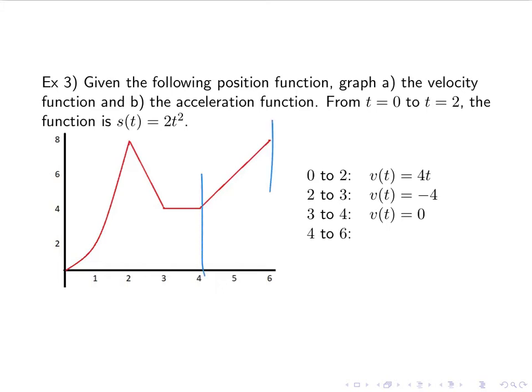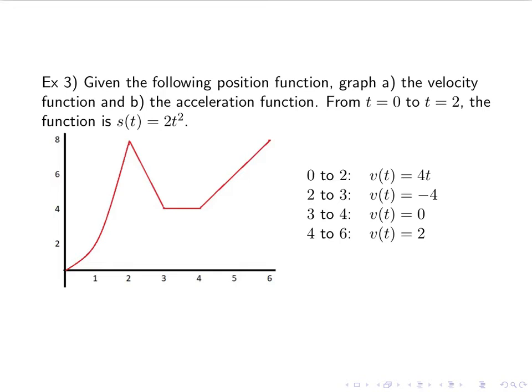And then from 4 to 6, again, we have a line. It's increasing, so I know it's going to be positive. It has a vertical change, a change in y from 4 to 8. So that's a change of 4. The horizontal change, the x changing, is from 4 to 6, so that's a change of 2. 4 divided by 2 is 2. So v of t equals 2. So again, finding the derivatives are usually much, much nicer, especially if they're just line segments.